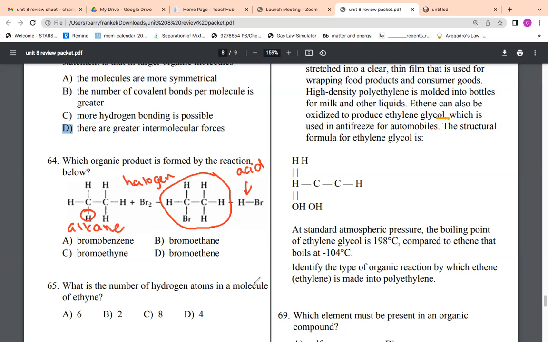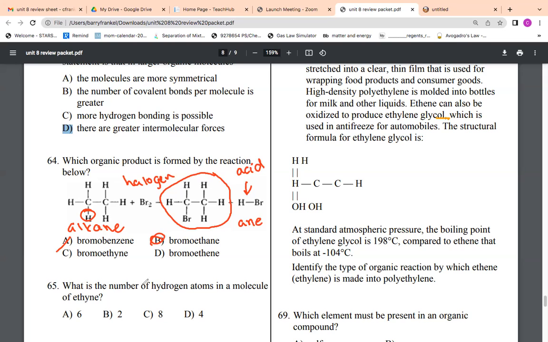Okay, there's 2 carbons, so it's eth. I don't see eth anywhere in choice A, so it's not that. I see a bromine, so I should see the word bromo. Okay, and also it's single bonds between my carbons, so it should be an A-N-E ending. So I'm going to want to go with choice B, bromoethane.